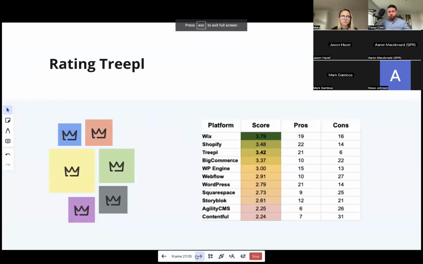We were surprised. It was a good surprise for us to have Treepl rated with 342 and the amount of pros and cons. This is the average. So basically each partner gave a score, the number of pros and number of cons, and this is the average that we took from the 6.